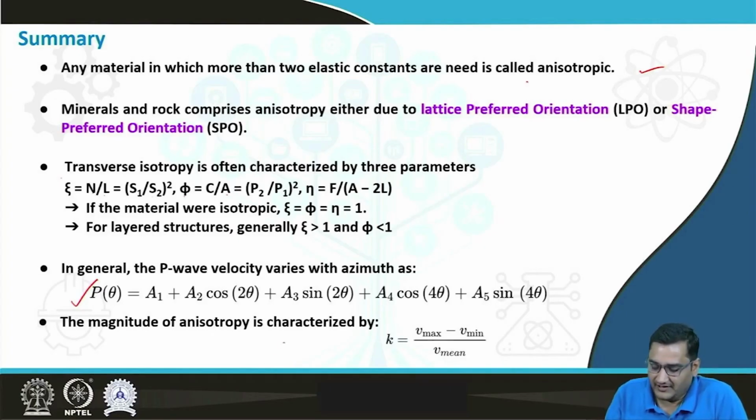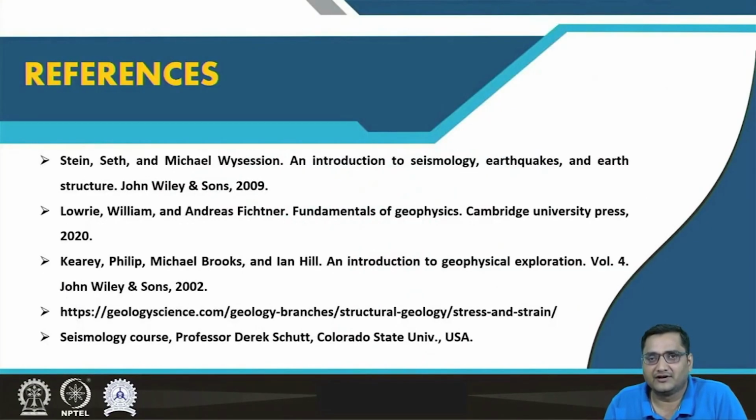The magnitude of anisotropy can be characterized by small letter k, and that is further equal to the maximum velocity minus minimum velocity divided by mean velocity.